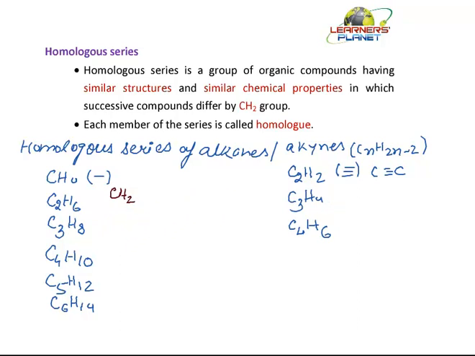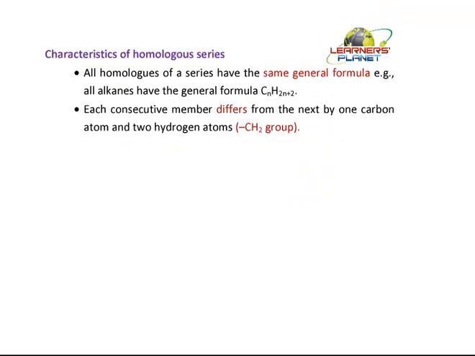Now in this, students, the compounds are arranged so that they have similar chemical properties, but as we move down, the physical properties vary. Now taking up the characteristics of a homologous series. Each member of the homologous series is called a homologue. All homologues of a series have the same general formula. That is, all alkanes have the general formula CnH2n.